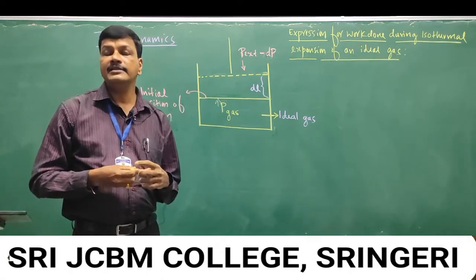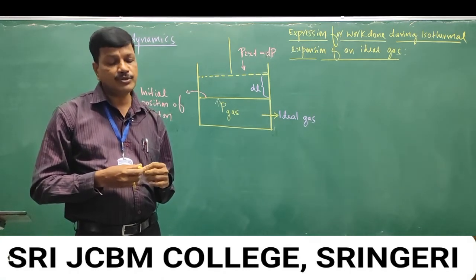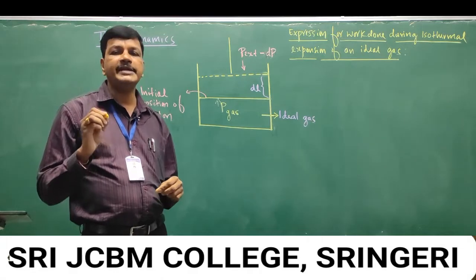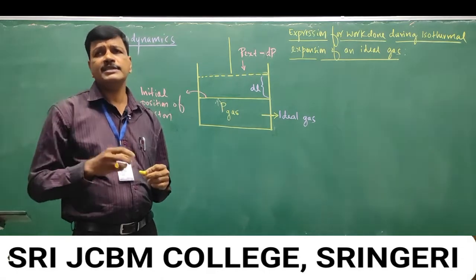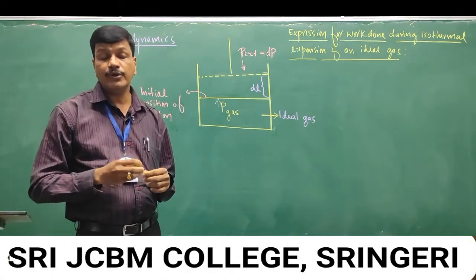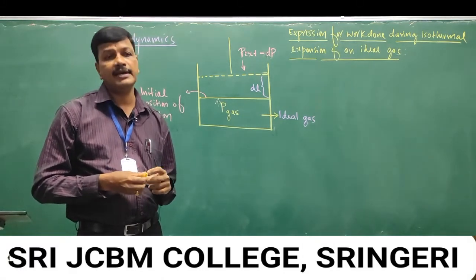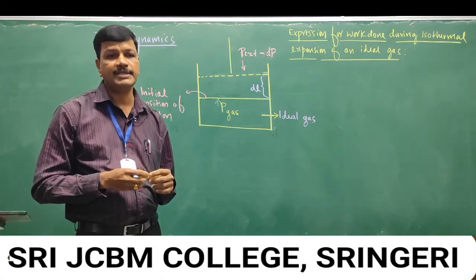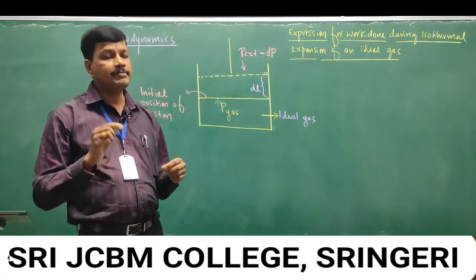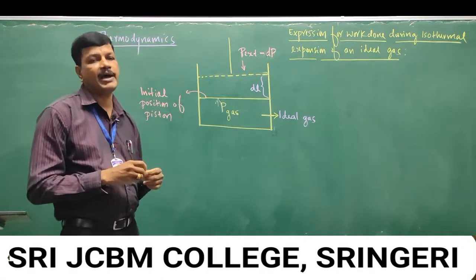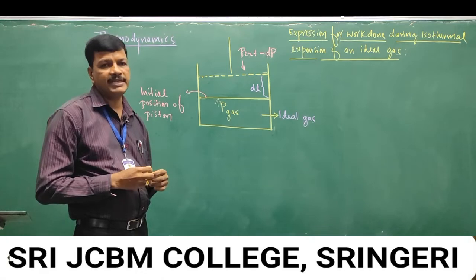Next we have seen the different processes. What are the different processes we have seen? Isothermal process is a process which takes place at constant temperature. Then adiabatic process, in which no heat is exchanged between the system and the surrounding. Then we have seen the isobaric process. Isobaric means the process in which the pressure remains constant. Then we have seen isochoric. Isochoric means the process in which the volume remains constant, right.